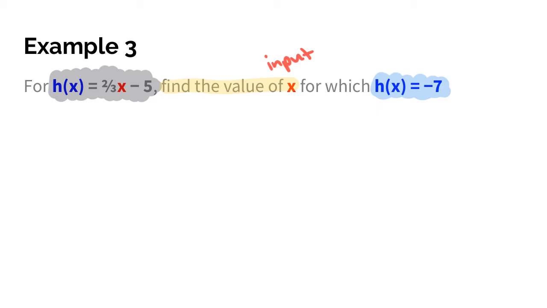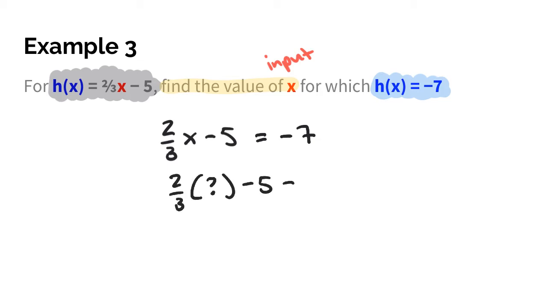The way we're going to do this is we need to first read this a little bit differently. My function is 2/3 x minus 5. Now, when you're given the output, I am not taking that number and plugging it in there. Instead, I'm going to try and figure out what value of x I would plug in in order to give me -7. So what would be my input if I were to have an output of -7?